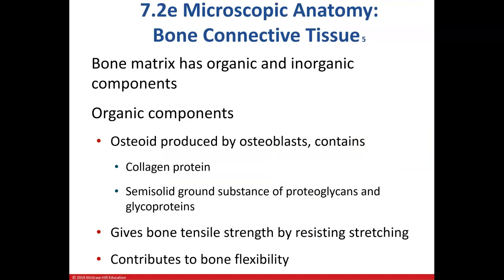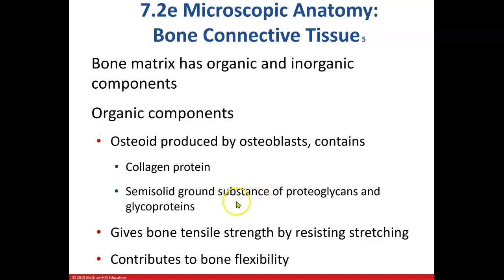Let's look at the components of bone tissue. So bone matrix is going to have an organic component and an inorganic component. That organic component, as I mentioned before, is the osteoid. And the osteoid is secreted by osteoblasts. Osteoid contains collagen proteins, and it contains the ground substance. The ground substance seems weird, but it's just a semi-solid ground substance that's secreted by the osteoblasts.